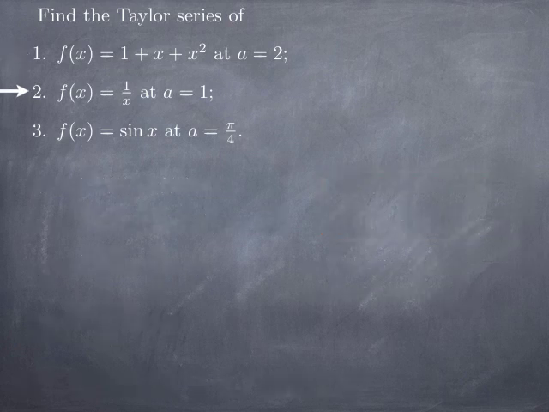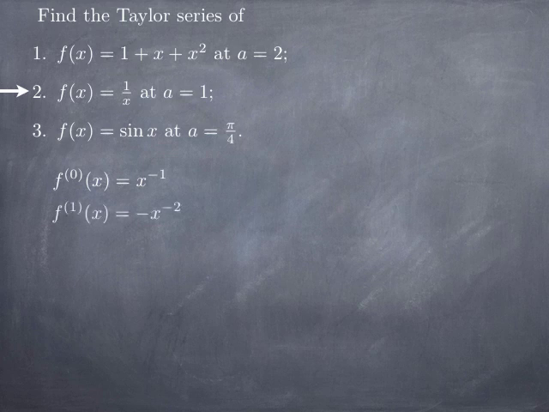Turning to the second function, we are looking for the Taylor series of 1 over x at a equal 1. So again, the nth coefficient in our Taylor series is the nth derivative of the function evaluated at a divided by n factorial. So we need to find a formula for the nth derivative of f. Of course, the derivative of order 0 is just the function, that's 1 over x. I'm going to write it as x to the negative 1.